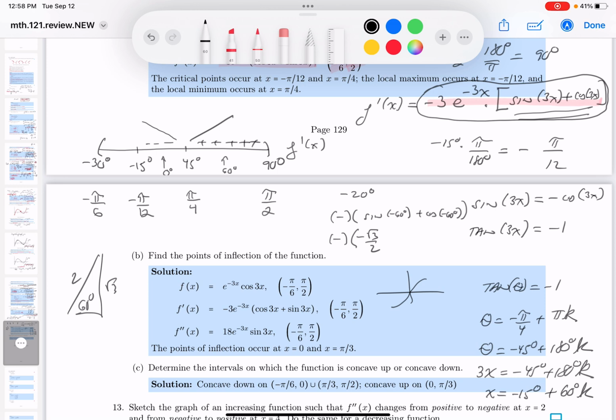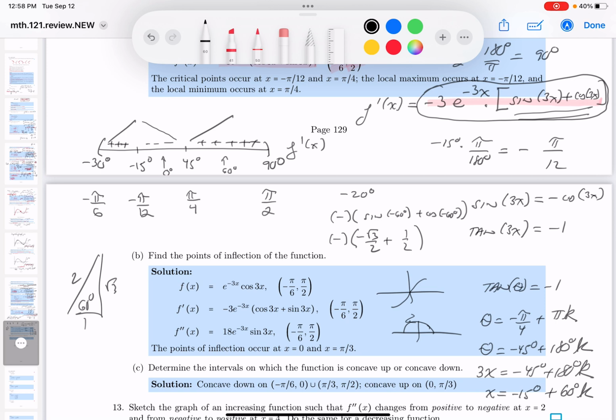Now let's look at the cosine. The cosine of minus 60 is going to be just 1/2. And why is that? Well, it looks like this over here. It's in this quadrant over here. So what does that give me? Well, minus root 3 plus 1 is a negative number. And a negative times a negative is a positive.